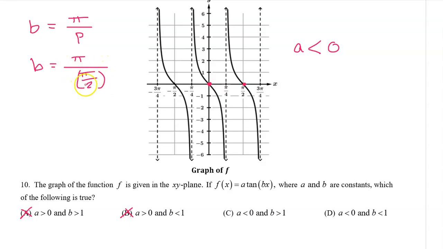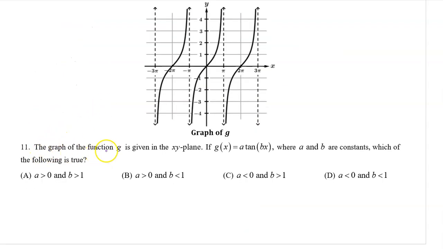When you divide by a fraction, you multiply by the reciprocal. So B is going to equal pi times 2 over pi. The pi's cancel out because we have one high and one low. So B is equal to 2. Well, that means that B is greater than 1. So the answer is C.